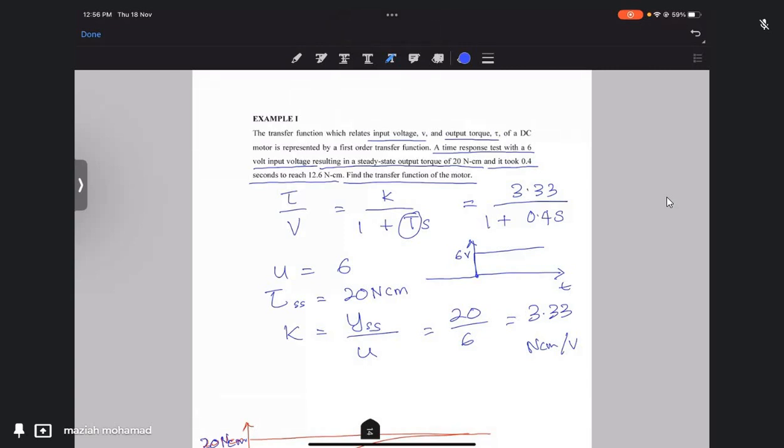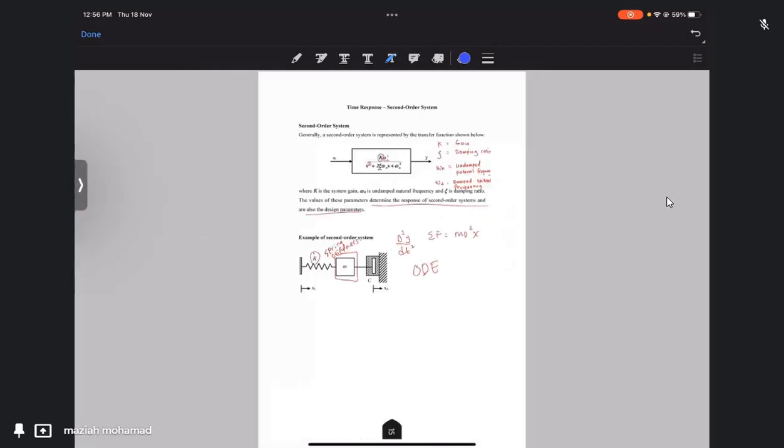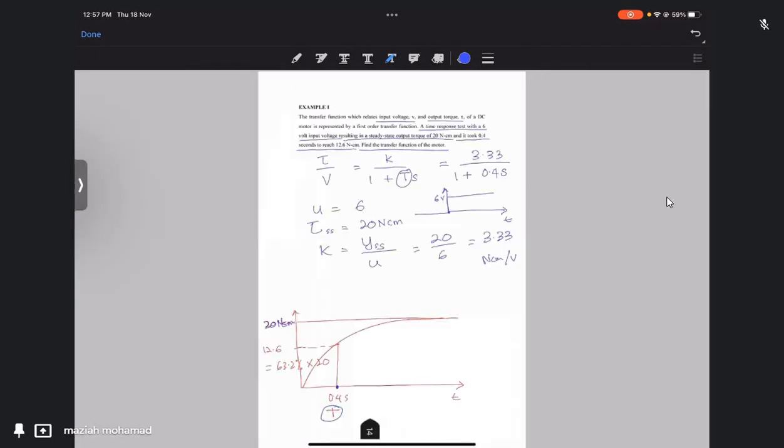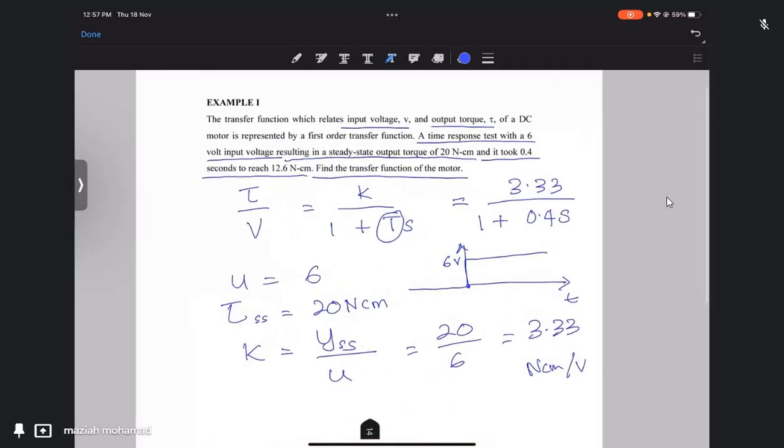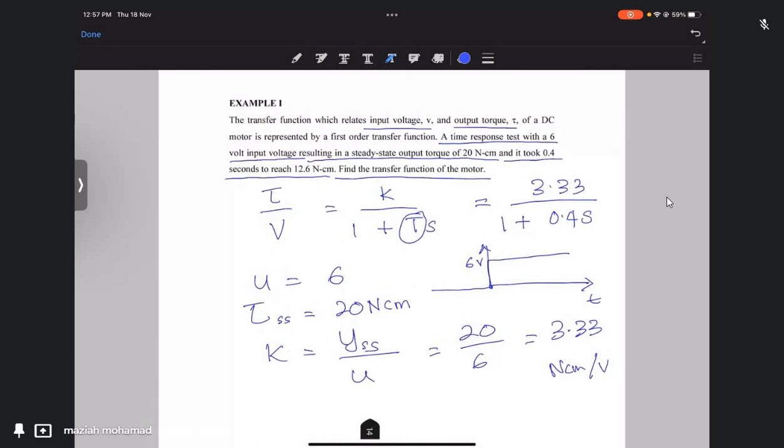Okay, there are other examples, second order next week. So any question for the first order? Doktor, boleh ulang balik tak cara dapat T tadi?